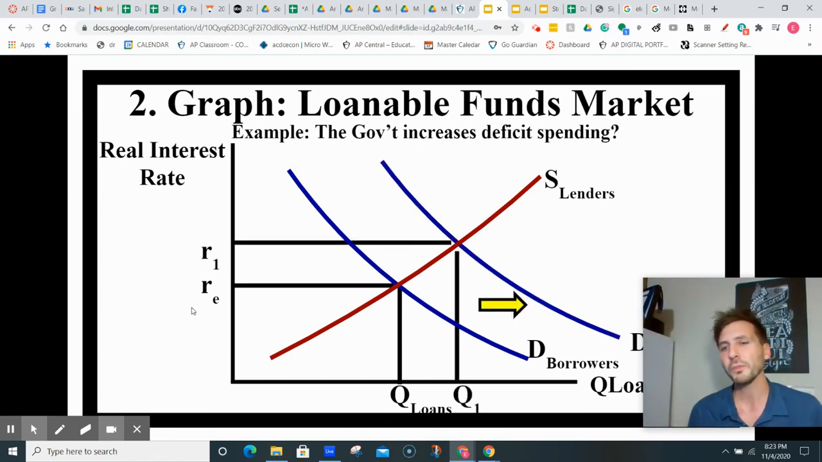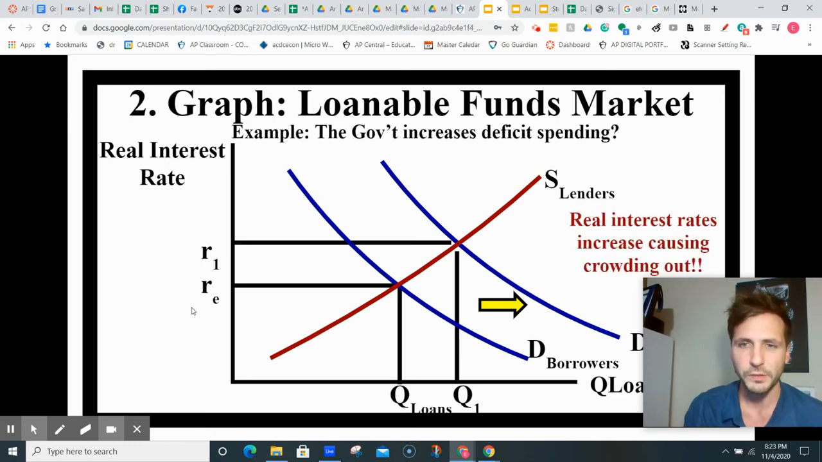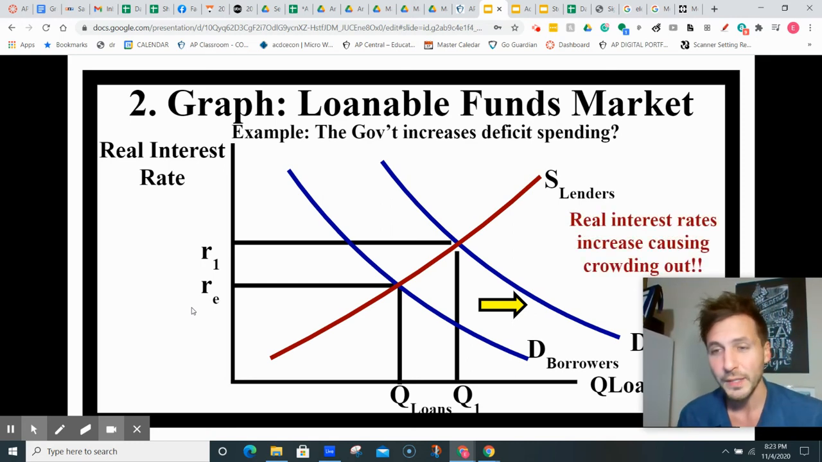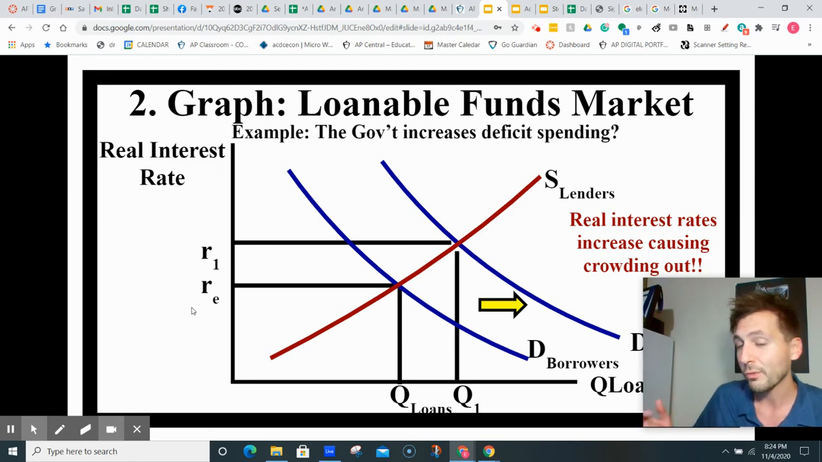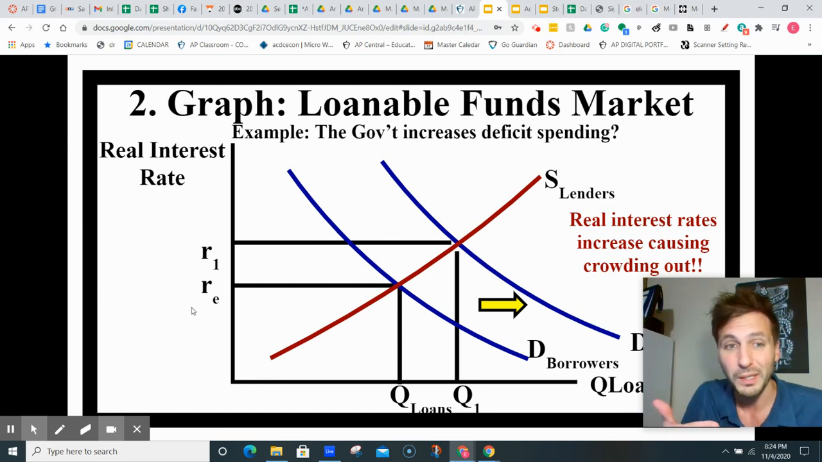So the demand for loanable funds will shift to the right when the government increases deficit spending because they're demanding more of those loanable funds. Interest rates rise. When interest rates rise, we call this the crowding out effect. This is the main critique of deficit spending through expansionary fiscal policy. When the government spends money it doesn't have, it pushes interest rates up. When it does that, it crowds out legitimate investment for businesses and for people like you and me because we're like, wait a minute, didn't the interest rate used to be RE? Now it's R1? It's way too high.